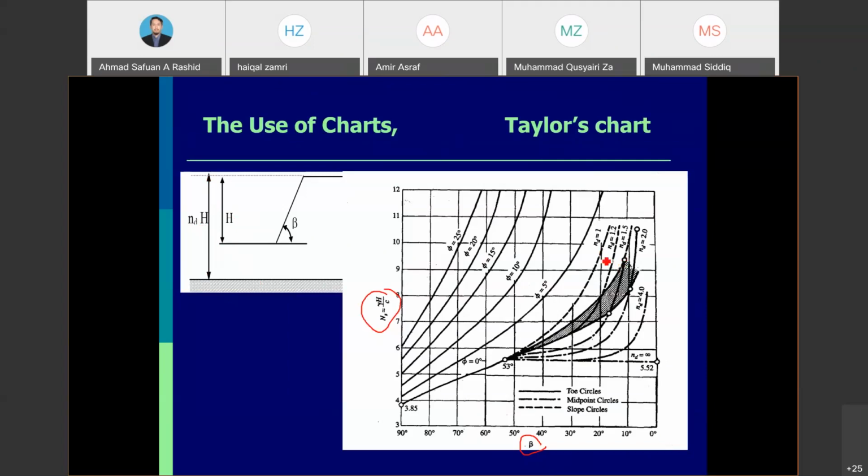Normally, this Taylor chart cannot be considered for the pore water pressure. So that is the main limitation. However, it can cover a very large range of what we call slope angle, from 0 to 90 degrees.